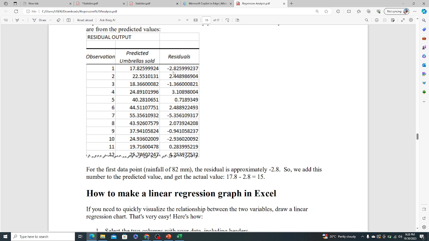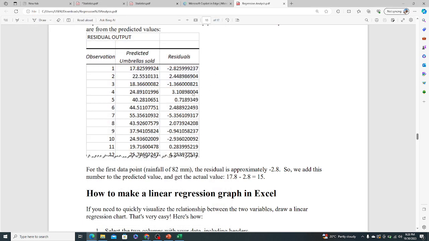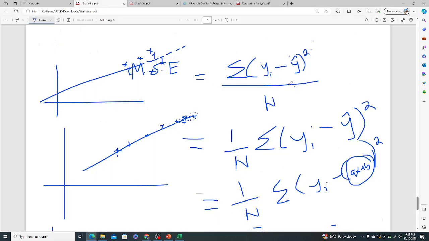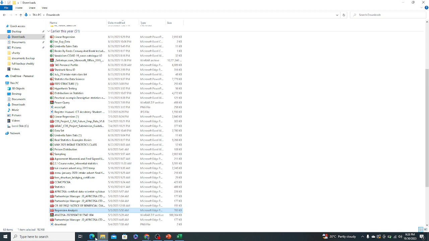The first one was 15 and this one is 17, so you can see the residual. That is the actual minus the predicted. Remember this is what we did. Remember here, we were taking what? In this case, we were taking the historical data minus the predicted value.